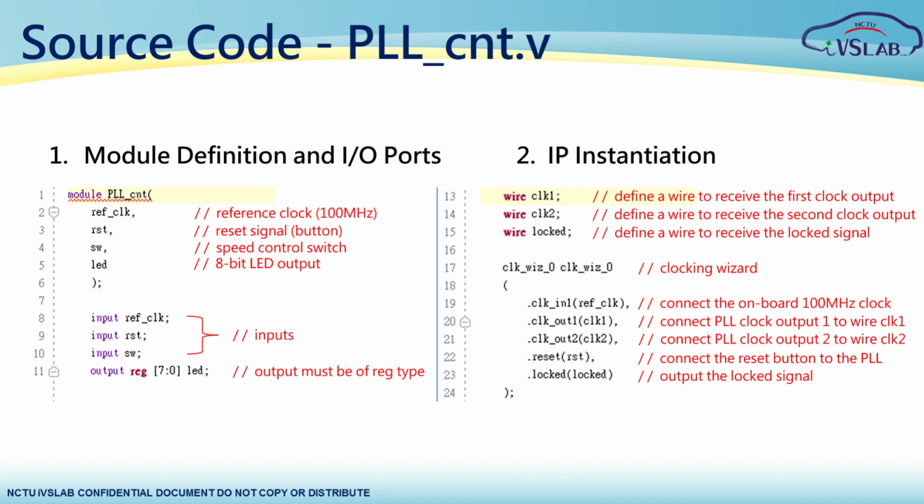The next step is IP instantiation. We'll declare the internal wires to capture the PLL output signals. Then, we connect the board's 100 MHz input to the reference clock port, run two output wires for clock 1 and clock 2, tie the reset button to the system reset terminal, and finally, lead out the lock status signal. Think of this process exactly like placing a prefabricated chip onto a physical board and wiring up its corresponding pins.